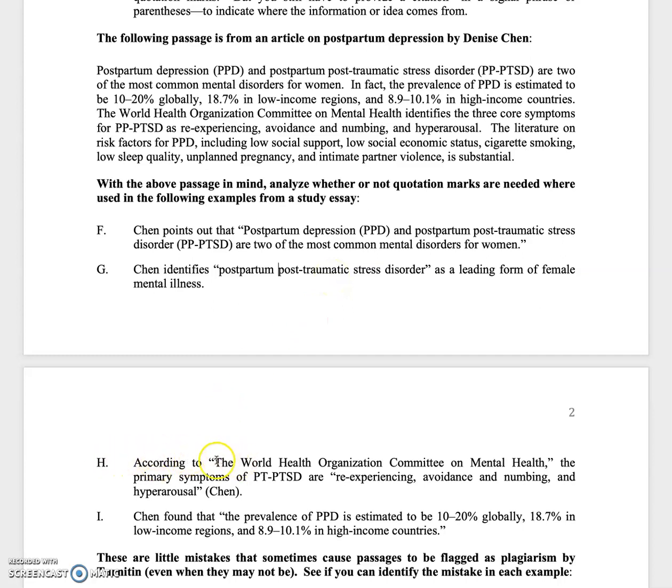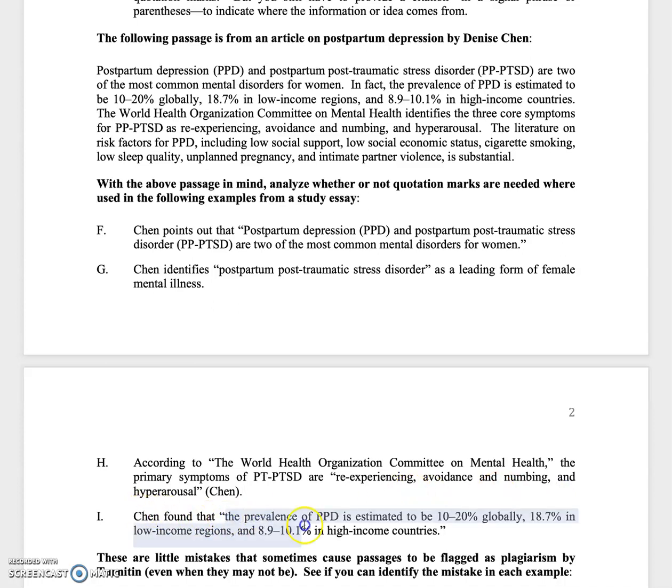Same thing in H, the World Health Organization Committee on Mental Health. That's what, 7 words, I think. 1, 2, 3, 4, 5, 6, 7, 8 actually. But because it's a title, it doesn't need to be in quotes as though it was original language from that source. But the part here does need to be in quotes because that list comes from the end of that quote there, right? So it does need to be in, it's actually this part here, it does need to be in quotes because it's exact language, it's not just a title.